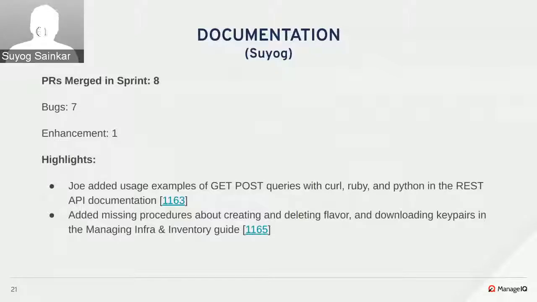Hi, there were 8 PRs merged in the sprint, of which 7 were bugs and 1 was an enhancement. So Jovi added some usage examples with curl, Ruby, and Python in the REST API documentation. And we've added some missing procedures about creating and deleting flavors and downloading key pairs in the managing infra and inventory guide. And that's it for documentation.